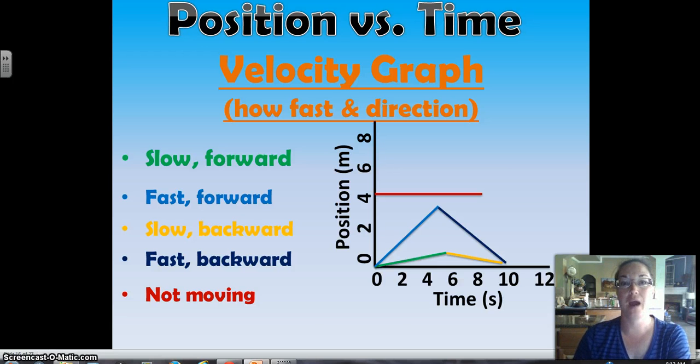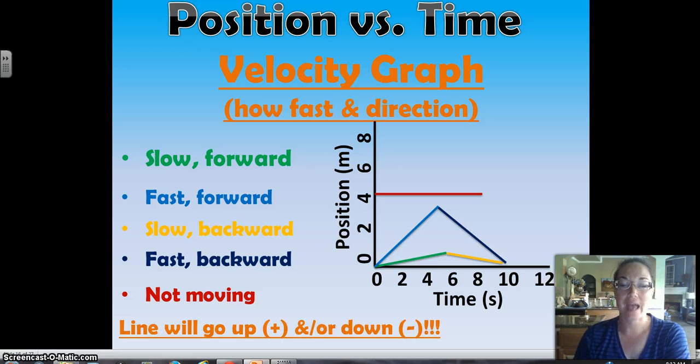On this type of graph, your line can go forward and backward. So you can have positive motion or negative motion. So your line can go up, your line can go down, because now we're talking about position. And you can have positive position if you're moving forward, or negative position if you're moving backward towards the reference point.